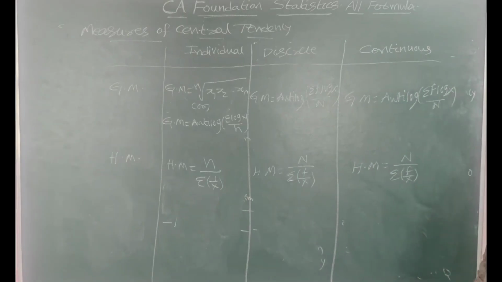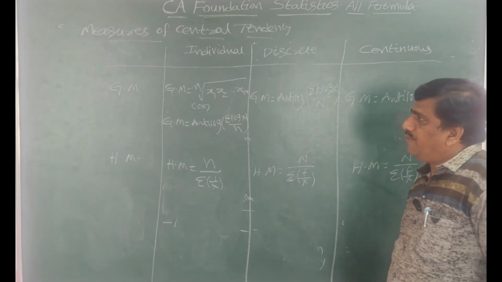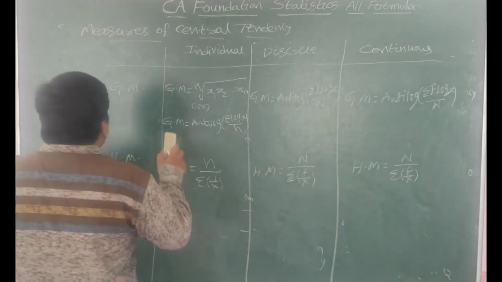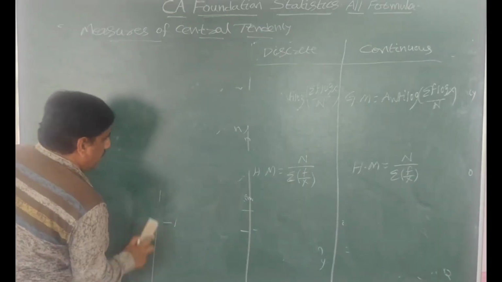This is how you can compute individual, discrete and continuous AM, GM, HM, median and mode. After this, we will discuss combined arithmetic mean, combined GM and combined harmonic mean.